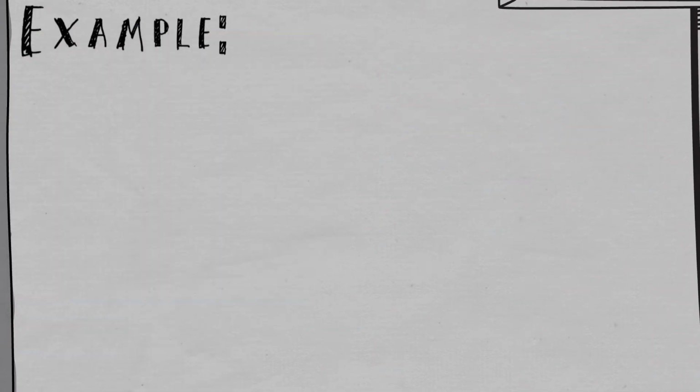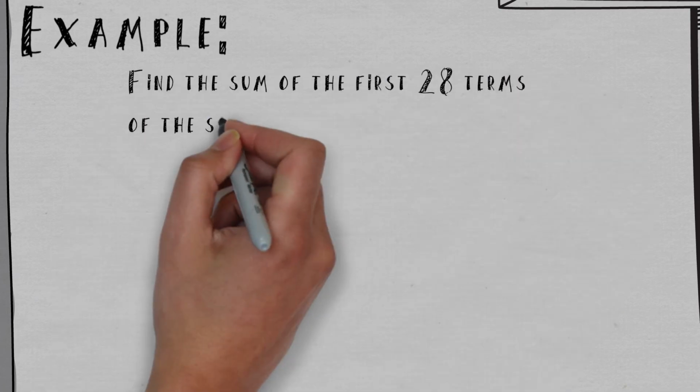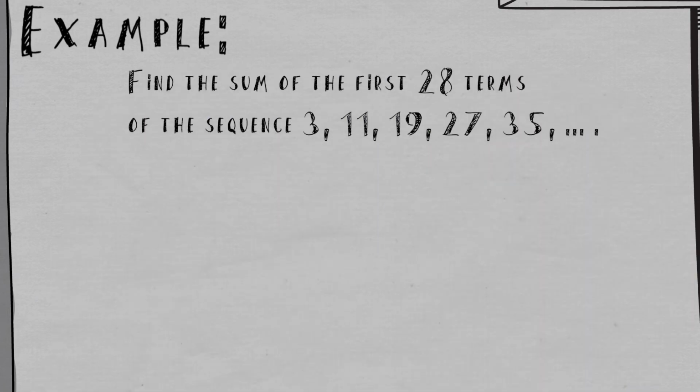So now, let us have an example. Find the sum of the first 28 terms of the sequence 3, 11, 19, 27, 35, and ... And here's now our ellipsis. If you could see, our ellipsis is after the last term in our sequence, the 35. This means that our arithmetic sequence is an infinite sequence, meaning it could extend throughout, up to the positive infinity. This is the meaning of our ellipsis here in our problem.